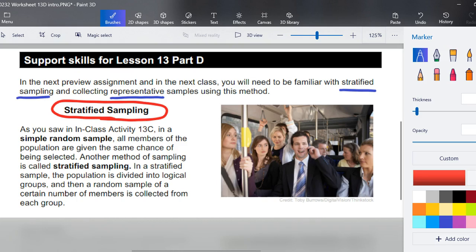Starting with a stratified sample. As you saw in the in-class activity 13C, in a simple random sample, all the members of the population are given the same chance. But another method of sampling is called stratified. In a stratified sample, the population is divided into logical groups, and then we collect, as we did earlier, a random sample of a certain number of members from each group.